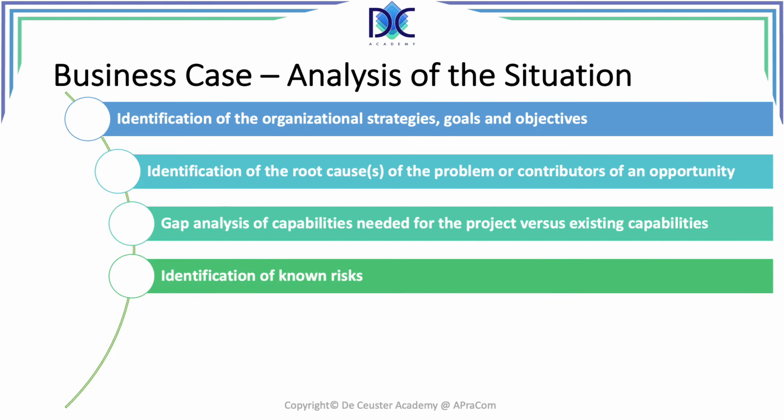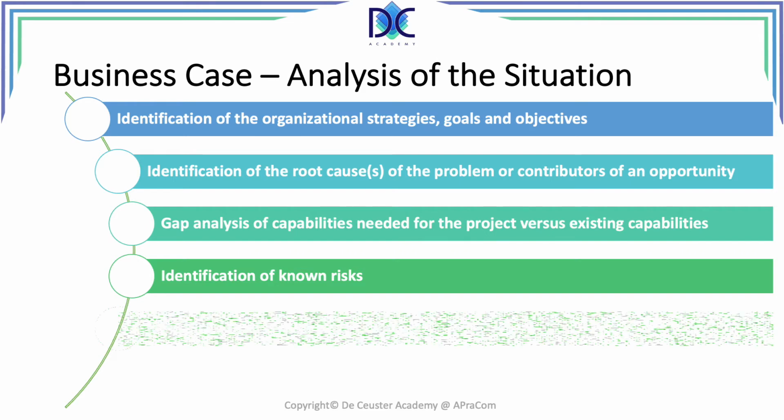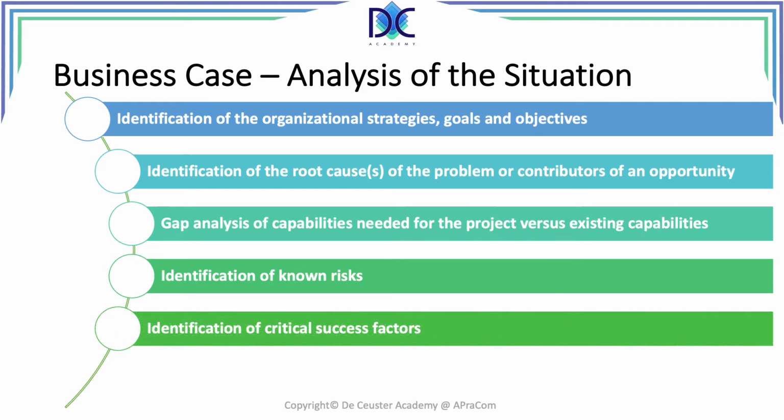We have an identification of known risks. What are the risks that we understand at this moment? Of course, we can identify more risks later when we are doing the planning of the project. The next thing is the identification of the critical success factors.